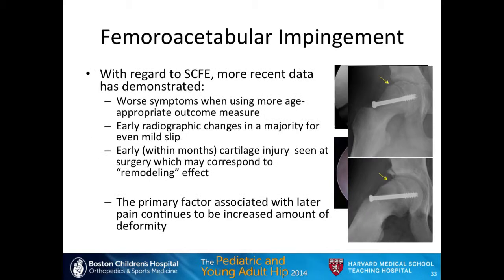With regard to SCFE, more recent data has demonstrated worse symptoms when they're using more age-appropriate outcome measures. So what does that mean? Well, in much of the outcomes literature you look at, you'll commonly see outcome scores or utility instruments, however you want to call them, described, like the Harris hip score is a classic one, Iowa hip score. Then there's newer ones, the non-arthritic hip score, the WHOS, the WOMAC, all these different outcome measures.